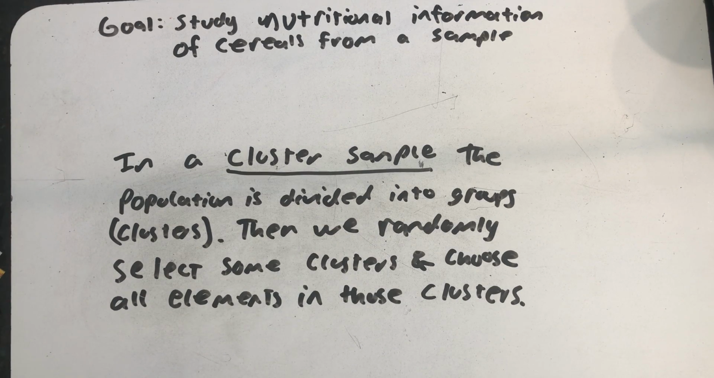In the stratified sample, you choose some elements from each group. In the cluster sample, you pick different groups and then survey or measure every element of those groups.